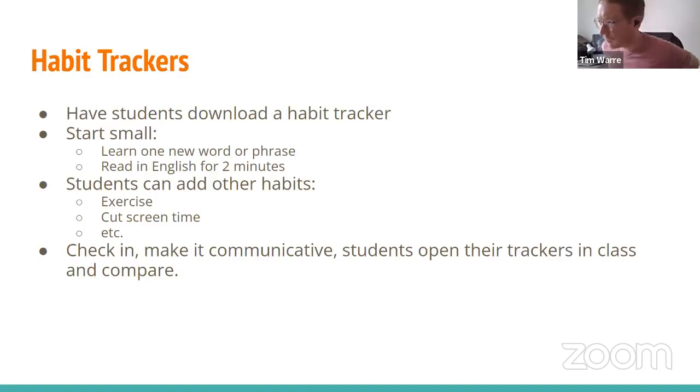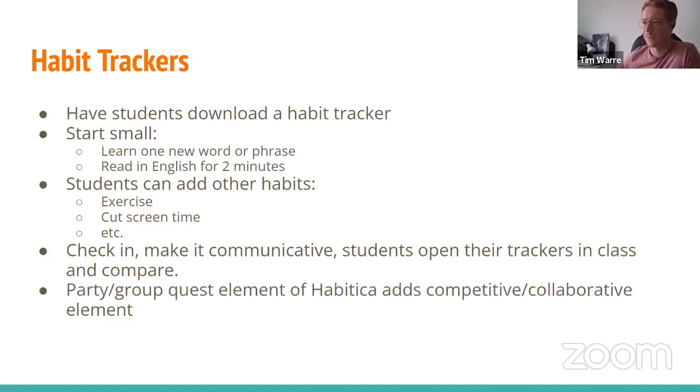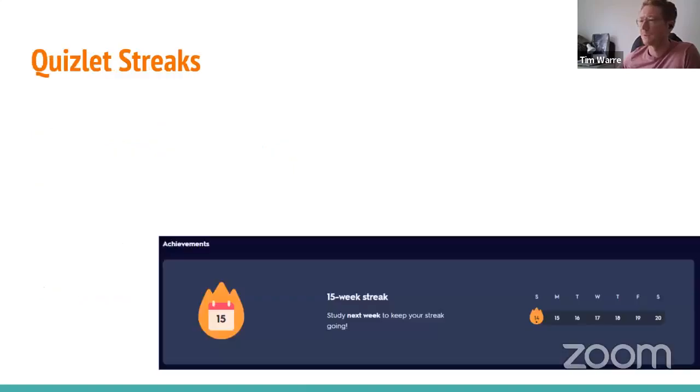So keep checking in, make it communicative, get them to open their trackers in class and compare, show off their streaks and things like that. Okay, and then the group quest in Habitica makes them more competitive and collaborative.